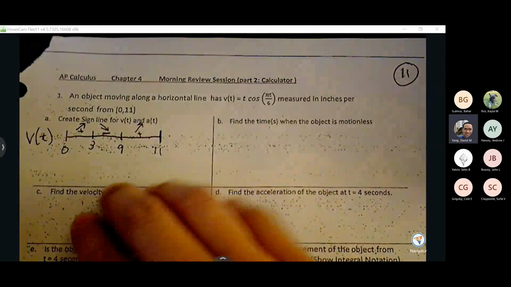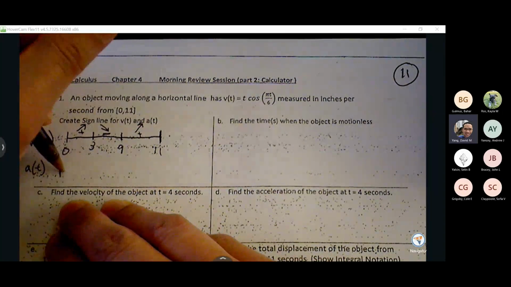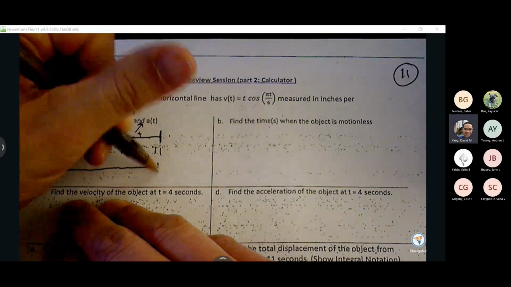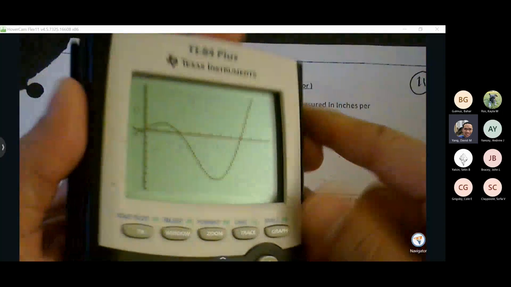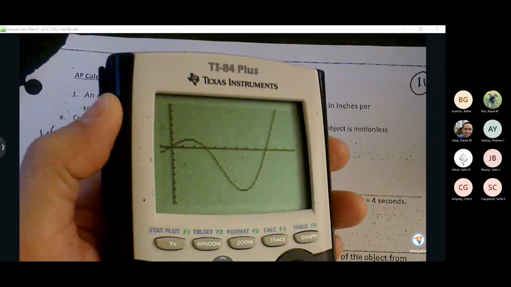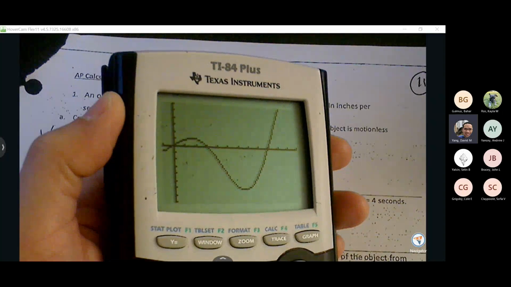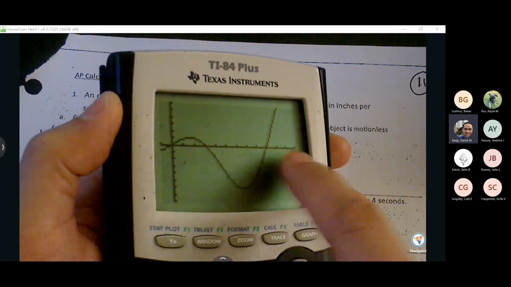We also want to create a sign line for acceleration. So think of it as your concavity, right? So if you're looking at your first derivative graph, where are the points of inflection of your original graph? Well, the zeros will be where velocity is zero.